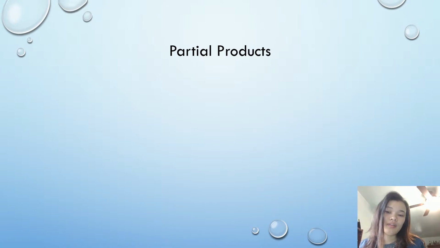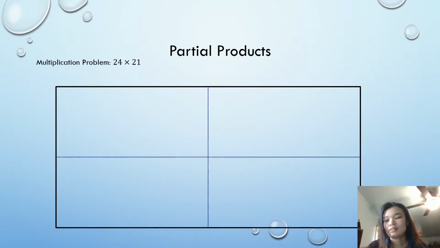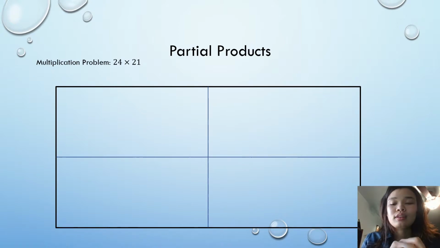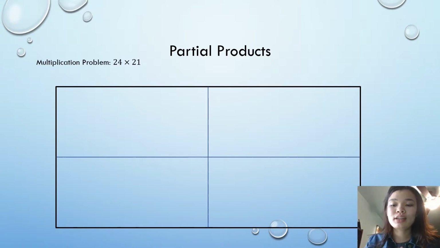So first, we're going to do the multiplication problem 24 times 21. And I would like you to draw a rectangular box and separate it into 4 sections. It doesn't have to be equal sections. I want 4 separate sections. Mine's going to be equal, just because it was easier. All right, so if you need to pause the video, go ahead. Take as much time as you need.